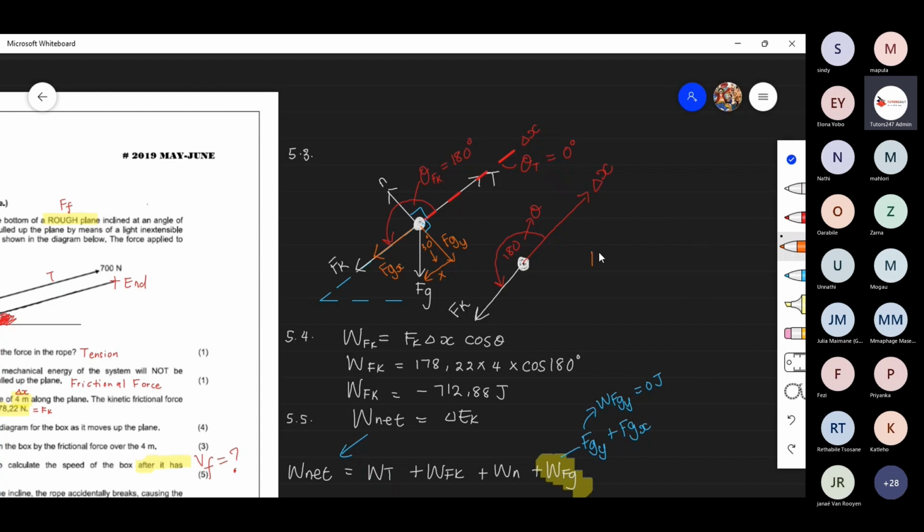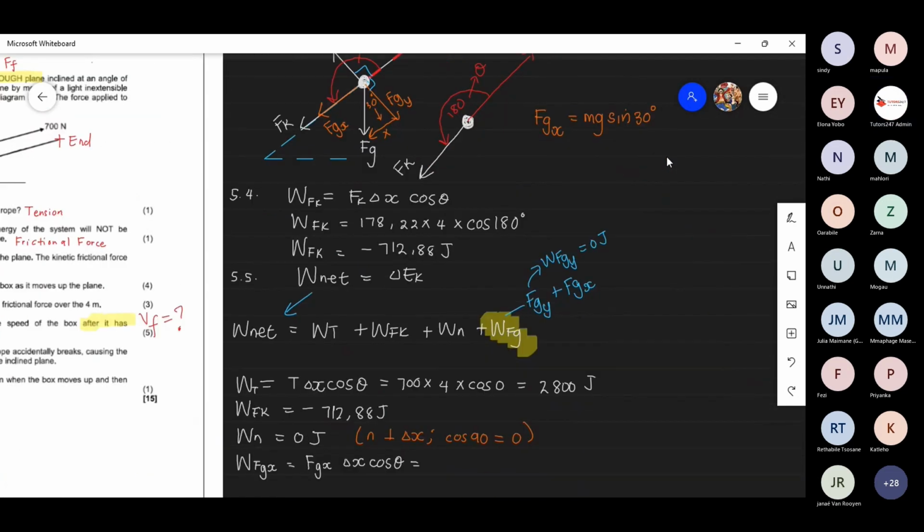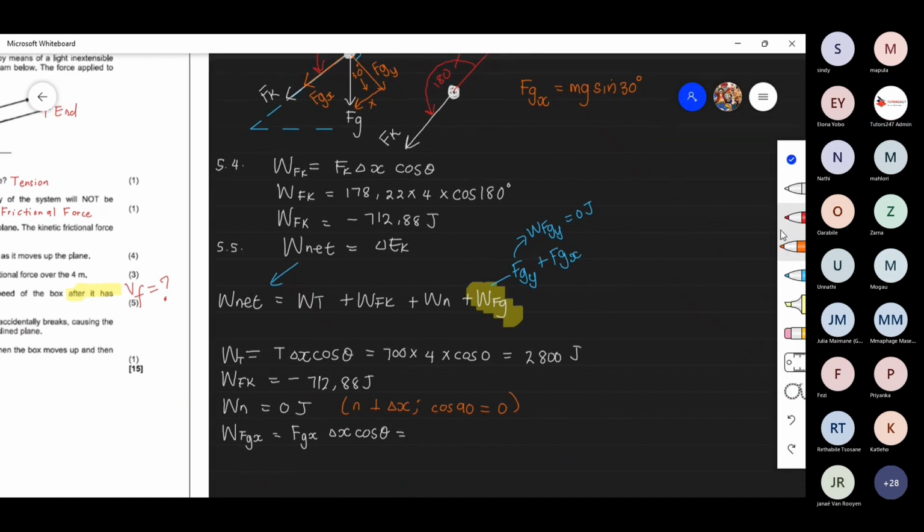So we know that Fgx is equal to Fg, which is mass times gravity, times sine of 30 degrees in this case. It's not always 30 degrees, it's just whatever angle the incline is. So let's sub that in. This is going to be mass times gravity times sine of 30 degrees times displacement times cos of theta.